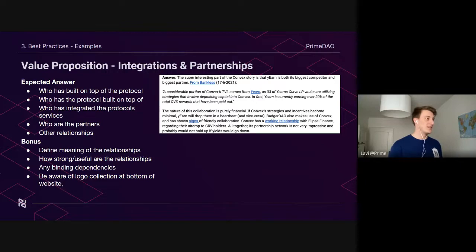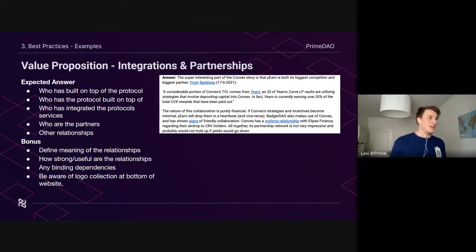And as bonuses, as we mentioned before, if possible, try to figure out the meaning of the relationship. How strong is it? How useful is it? How binding is it? And how strong are its dependencies? Like, could the protocol live, let's say, without its partnership to XYZ? These are the questions you want to answer here. But this is again bonus. And be aware of logo collections that don't mean much.